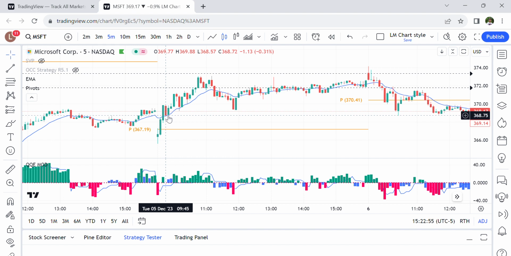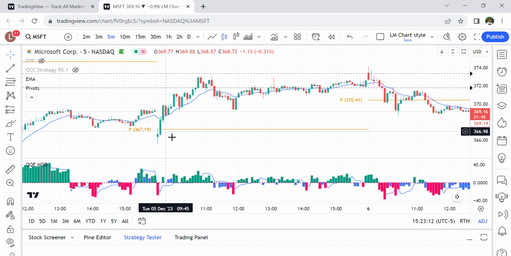my EMA 13 line. The EMA 13 line is at 368.75. Even if you enter a little bit higher, at 369, you have the target. The first target was hit at 371, which is a $2 target on Microsoft calls. So this was a call setup.